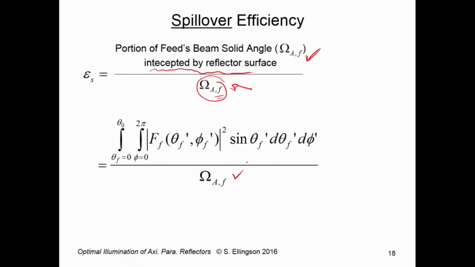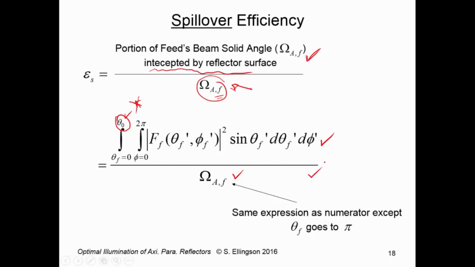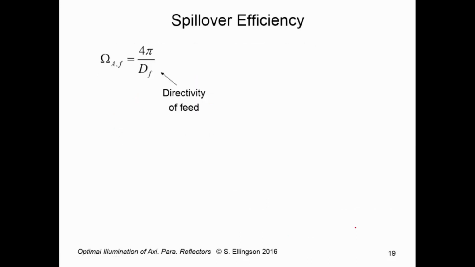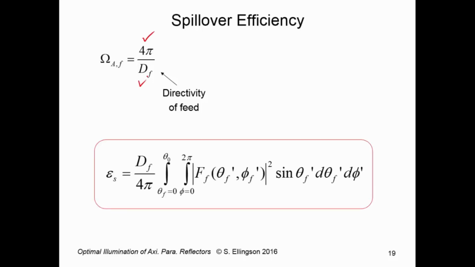So here's the beam solid angle for the feed. Here is an expression for the beam solid angle of the feed, but now integrating only from theta sub f equals 0 to the rim as opposed to going to pi. And so the denominator is really the same expression, except theta sub f does go to pi. So how do we get the beam solid angle for the feed? Well, quite simply, it's 4 pi divided by the directivity of the feed. So now we have everything we need to get the spillover efficiency. We get it from the directivity of the feed, the normalized feed pattern, and from there it's quite straightforward.